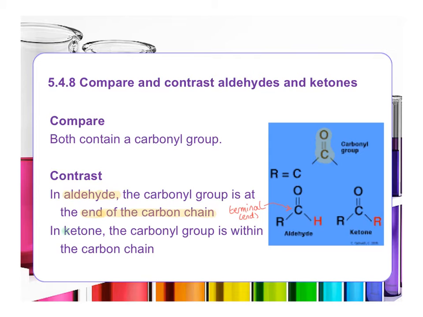the carbonyl group is within the carbon chain. So the carbon that's attached to the double bond oxygen. This time, because the carbon is within a carbon chain, it means that there is an alkyl group on both sides. So the carbon has two bonds to other carbons and no bonds to a hydrogen.